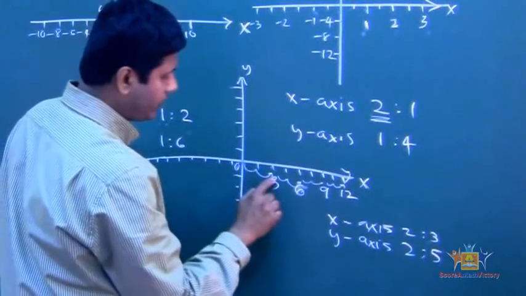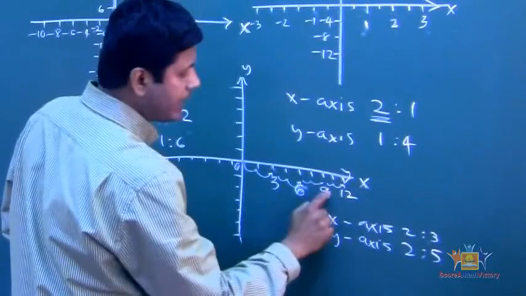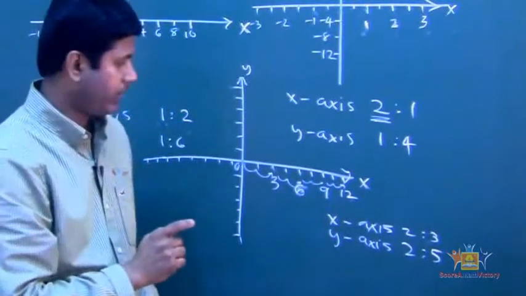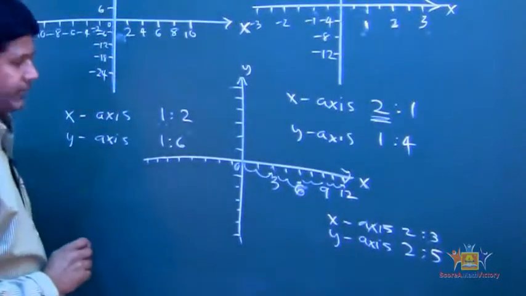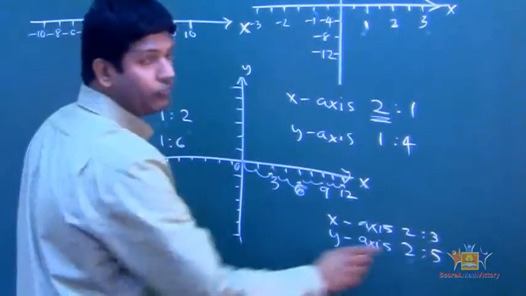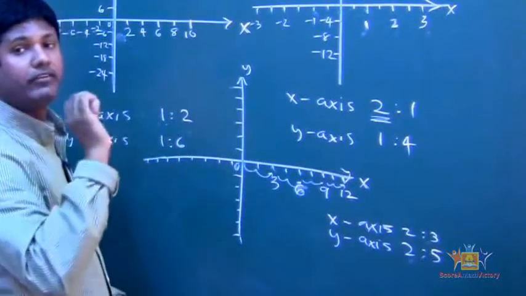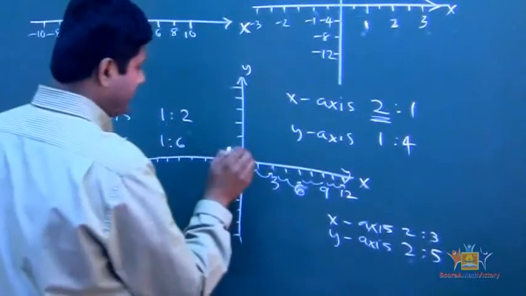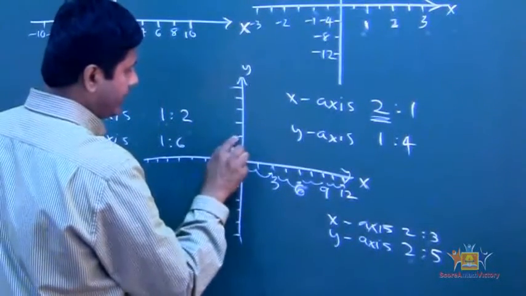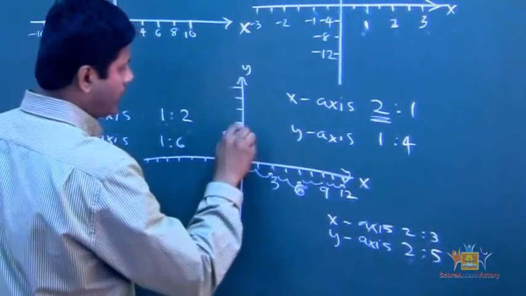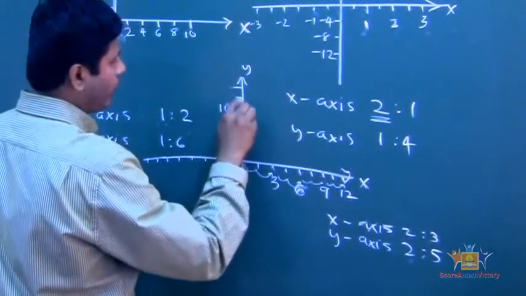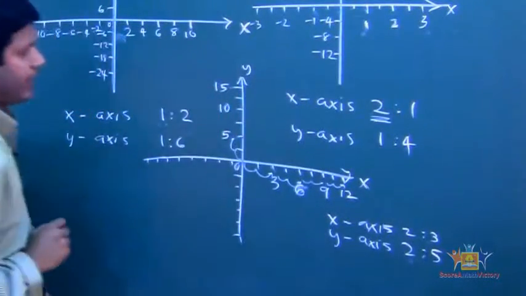Because this is 0, 0 plus 3 is 3, 3 plus 3 is 6, 6 plus 3 is 9, 9 plus 3 is 12. Alright? Now, let's look at the y-axis. The y-axis is what? 2 to 5. Every 2 scales represent 5. That means 1, 2 right there, that's 5. 1, 2, 10. 1, 2, 15. See that?